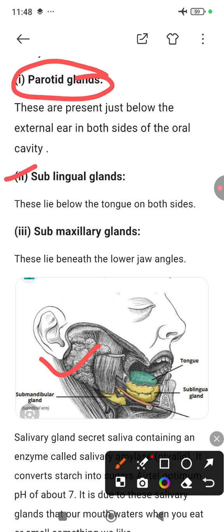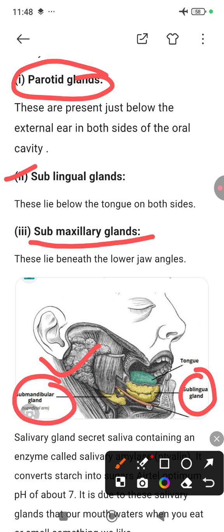These lie below the tongue. See, sublingual glands are present below the tongue on both sides. Clear? That means one pair of sublingual glands is present. Then the third type of salivary glands are submaxillary or submandibular glands. These lie beneath the lower jaw angles. These are known as submandibular glands or submaxillary glands.